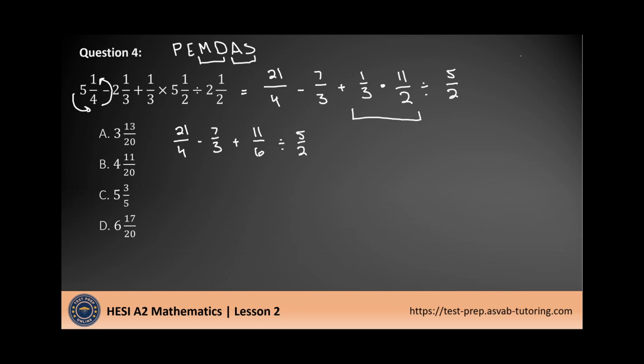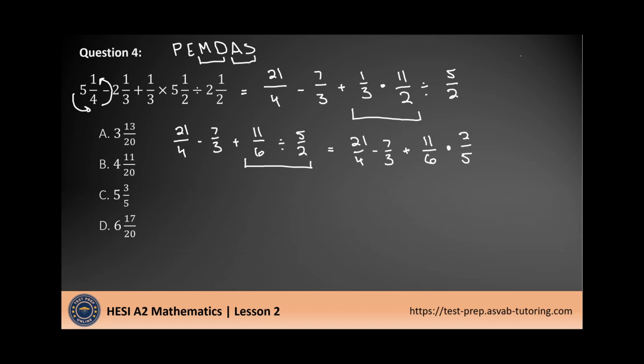Now looking again left to right, we have subtraction, addition, and then division. So we're going to do division first. So 21 over 4 minus 7 over 3 plus, remember, keep the first fraction, 11 over 6, change the division to multiplication, and flip the second fraction. So we have 2 over 5.